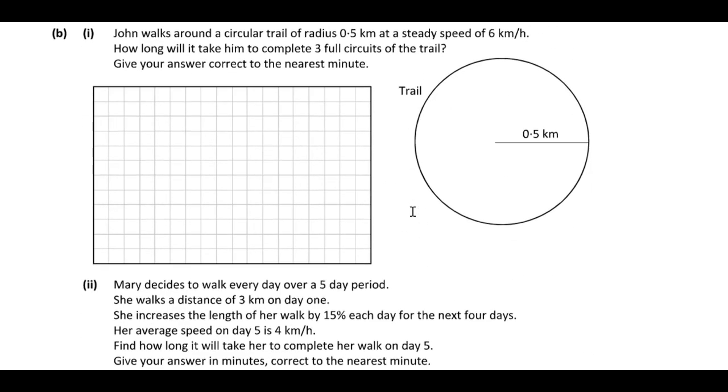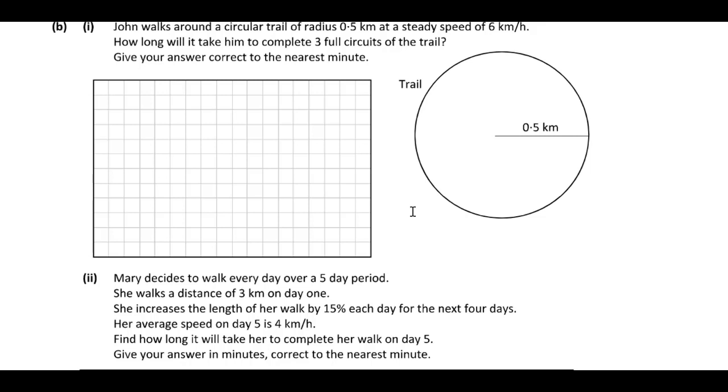Let's have a look at part B then. John walks around a circular trail of radius 0.5 kilometers at a steady speed of 6 kilometers per hour. How long will it take him to complete 3 full circuits of the trail? Give your answer correct to the nearest minute. The radius here is 0.5. He's walking at 6 kilometers per hour, and he's going to do three circuits of this circle.